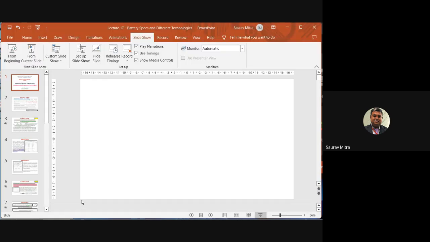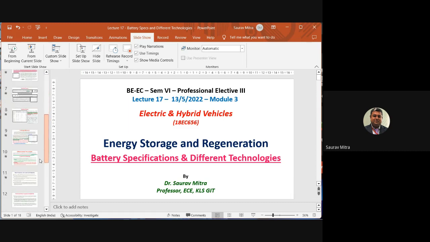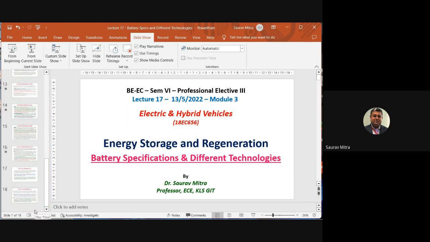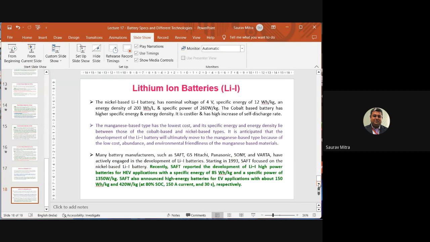So do not worry much about the construction and other things, because anyway the questions will be given about what we want to do. So this lithium-ion battery, I think this slide we have seen. Next, there is another slide. This is the last slide, slide number 18. We will stop with this.